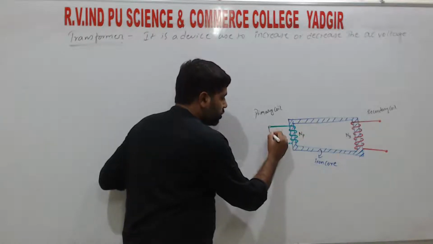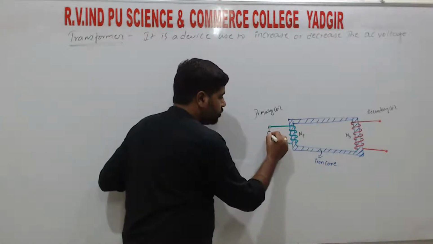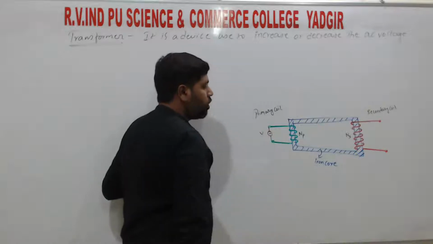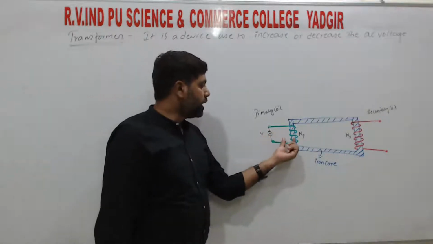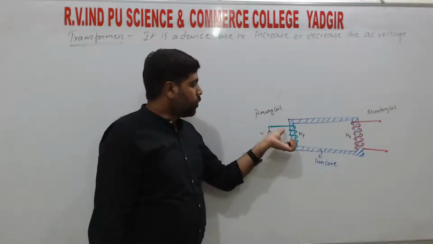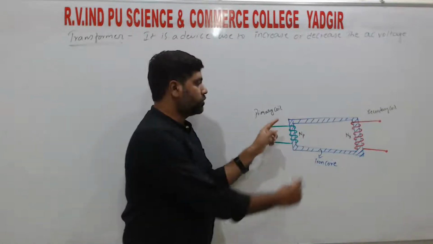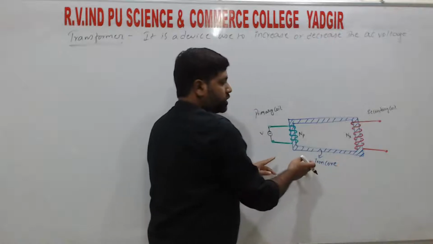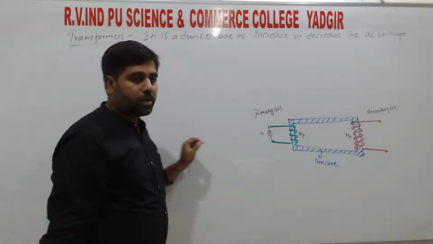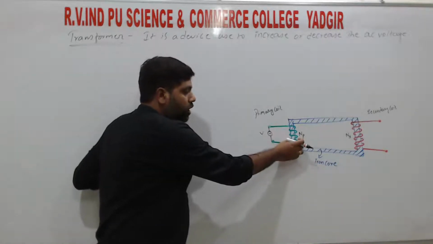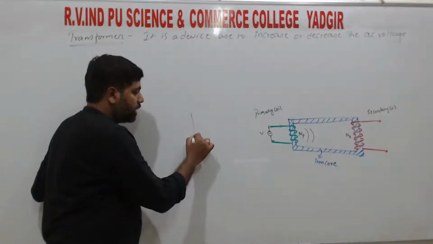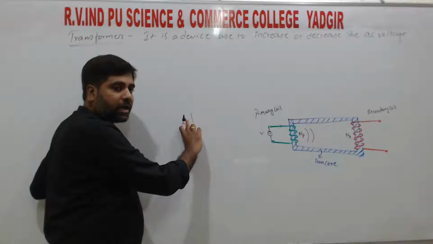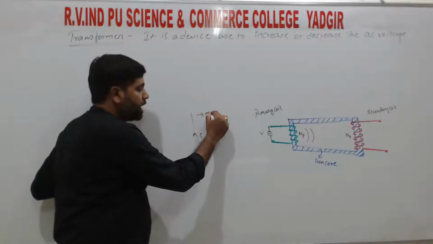So here we subject this to the AC source of voltage V. We supply it to the primary coil of the transformer. This combination of the two we call a transformer. The primary coil of the transformer produces magnetic flux, because if current flows in a conductor, that conductor acts as a magnet.